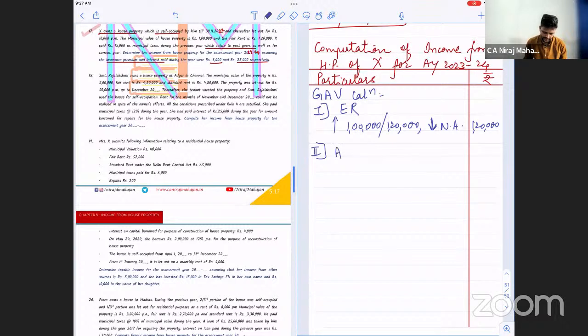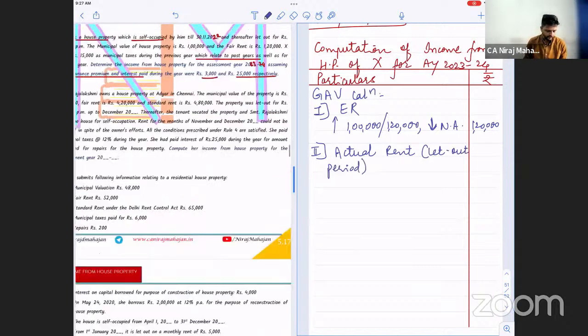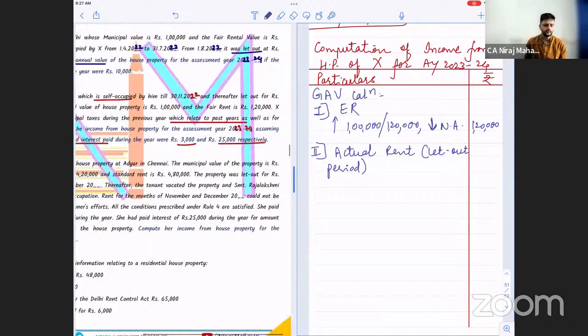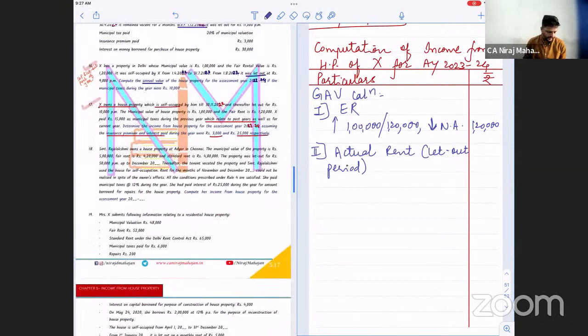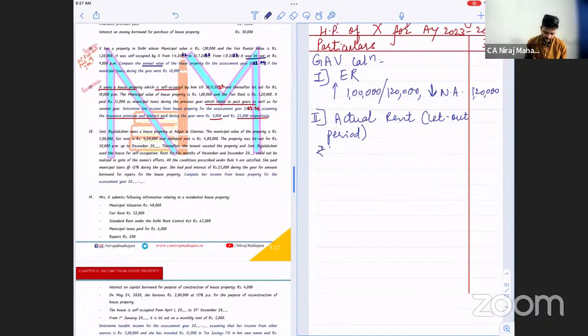Step 2, children, actual rent receivable. Correct? How much, children? I'm getting only for the let out period. Don't forget that. I'm purposely writing here, let out period only. My let out period is from what? December to March. 4 months. At what rate? 10,000 rupees. So rupees 10,000 into 4 months. 40. Yes. So obviously my GAV is what?